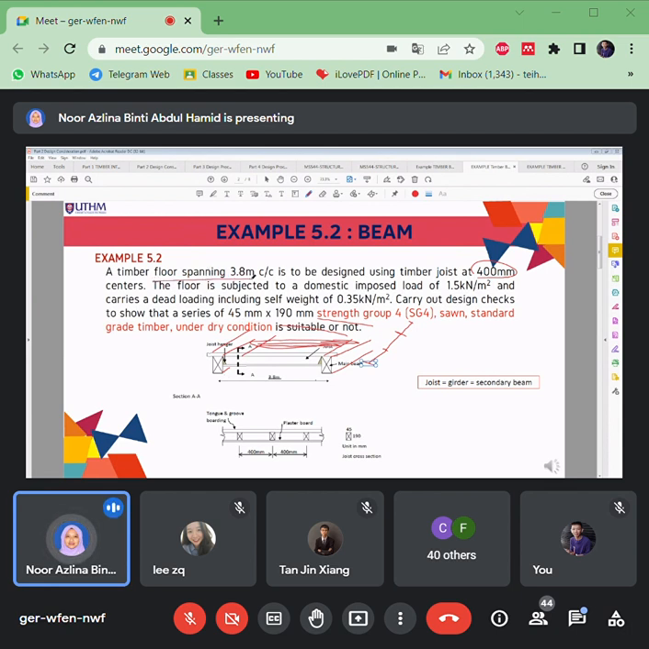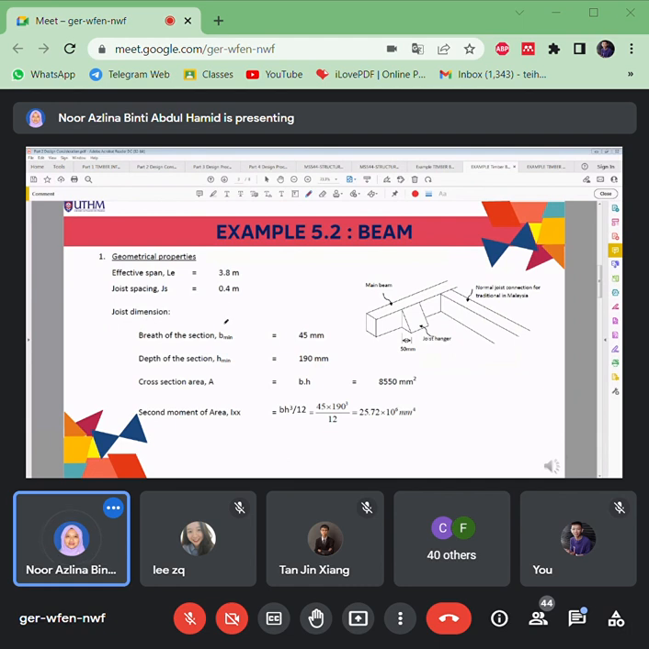The floor spanning 3.8 meter center to center. So that means this is the L effective, which is also the length for the joist, right? 3.8 meter here. What else? It gives an imposed load, which is QK. That means you have to calculate what's the maximum load, including self weight. While this is the dead load, this is GK. Carry out design checks to show that a series of these rectangles, strength group SG4, is a SON, standard grade timber, which is STD, under dry condition, is suitable or not?